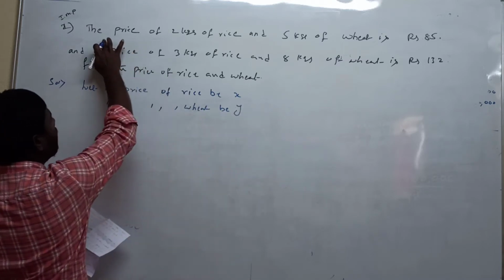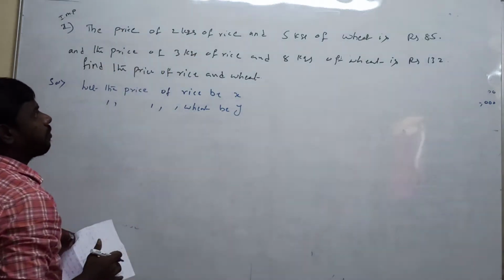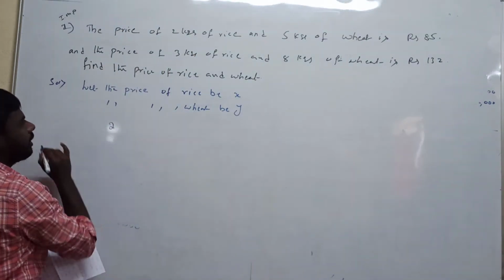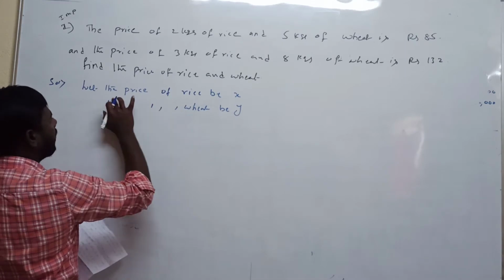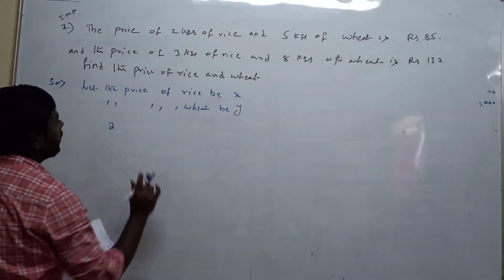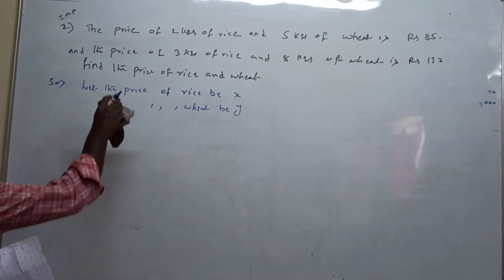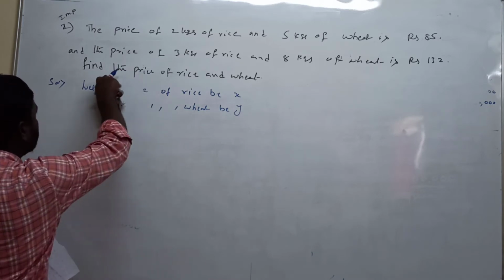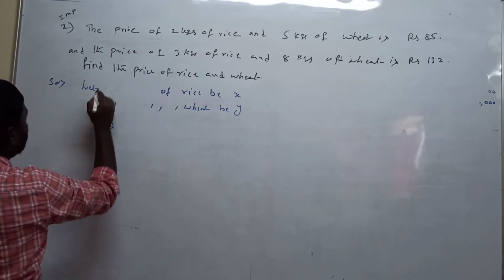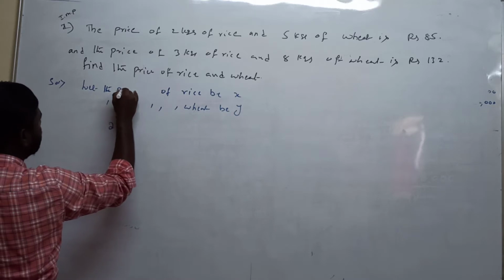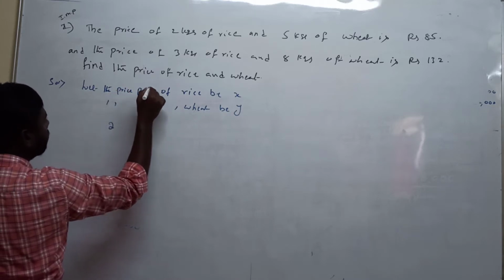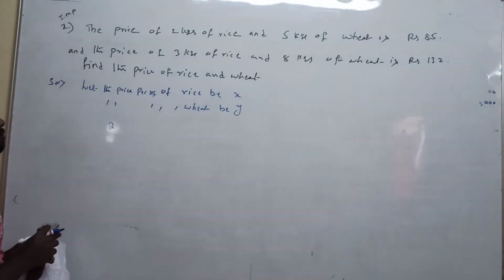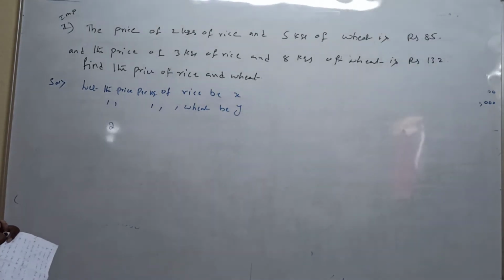Given the price of 2 kgs of rice and 5 kgs of wheat. Let the price per kg of rice be x, and the price per kg of wheat be y. What is the price per kg of rice?